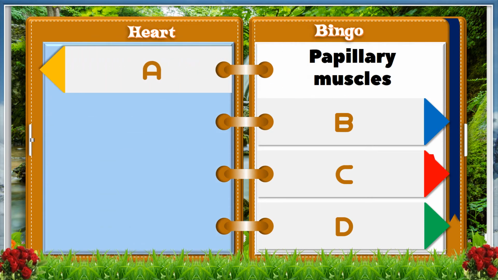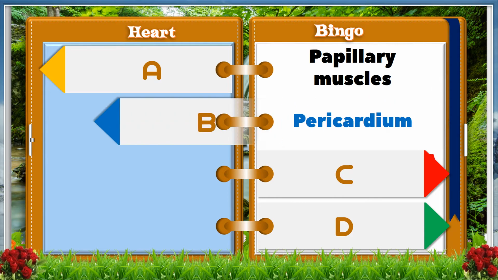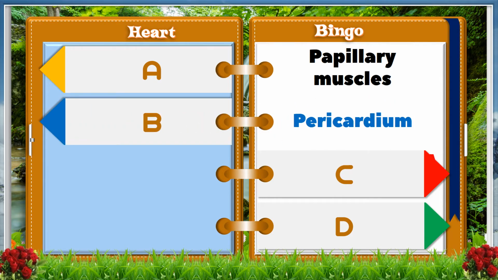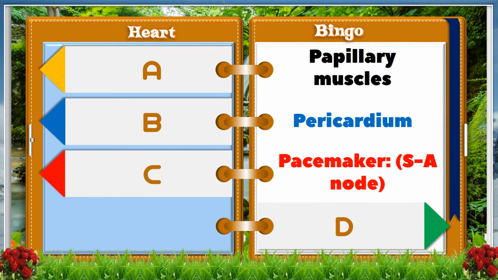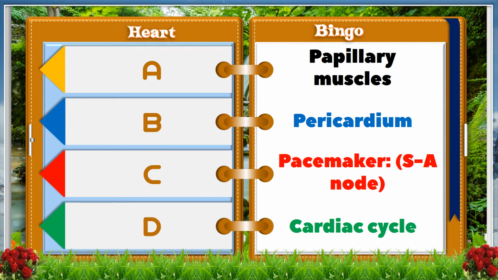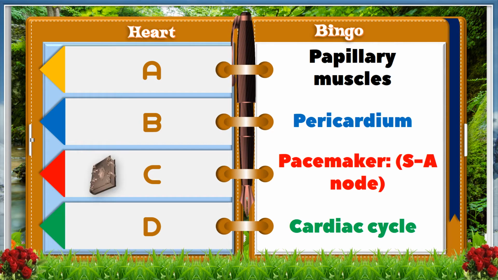A. Papillary muscles. B. Pericardium. C. Pacemaker or sinoatrial node. D. Pericardial cycle. And the answer is C. Pacemaker or sinoatrial node.